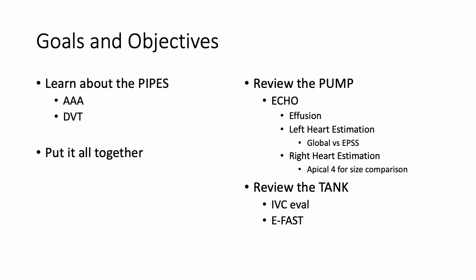We're going to start usually the Rush exam with an echo looking for pericardial effusion. We're going to look at left heart ejection fraction either by global estimation or by EPSS. We're going to look at the right heart and look for strain, and then we're going to look at the IVC and do an EFAST. Those parts can be done very quickly, and then you can move on to the pipes if you have not yet found the source of your hypotension.